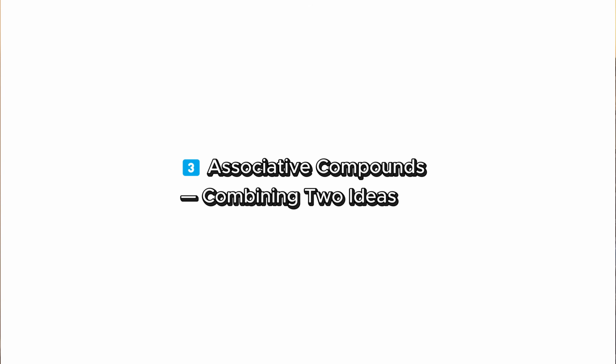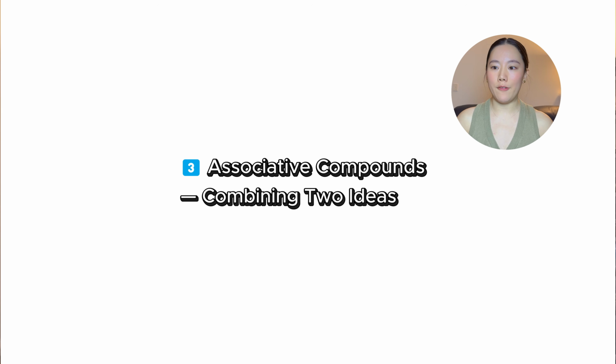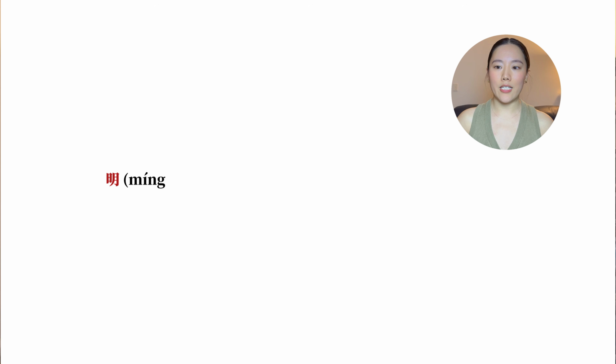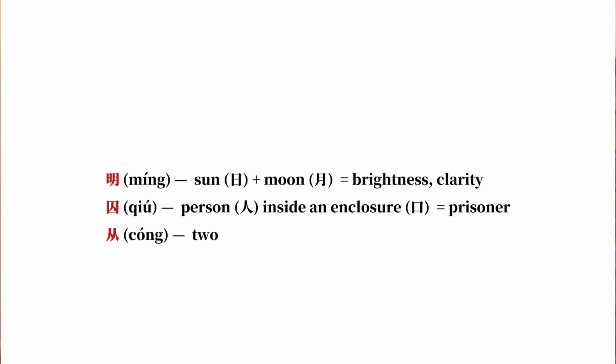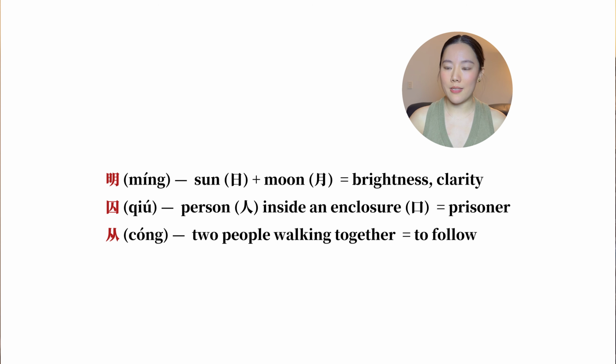The third way Chinese characters are created is called associative compounds. This method combines two meaningful parts to create a new idea. For example, 明, combined with the sun and moon, means brightness and clarity. And 囚, a person inside an enclosure, means prisoner. And 从, two people walking together, means to follow. These characters don't just show shapes, they combine meanings. It's like two parts coming together to tell a little story.